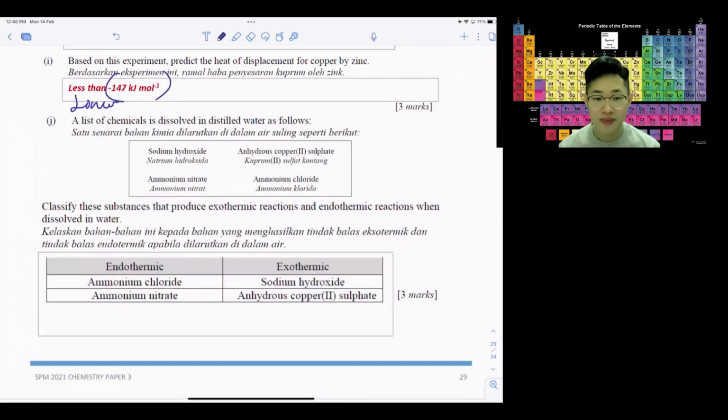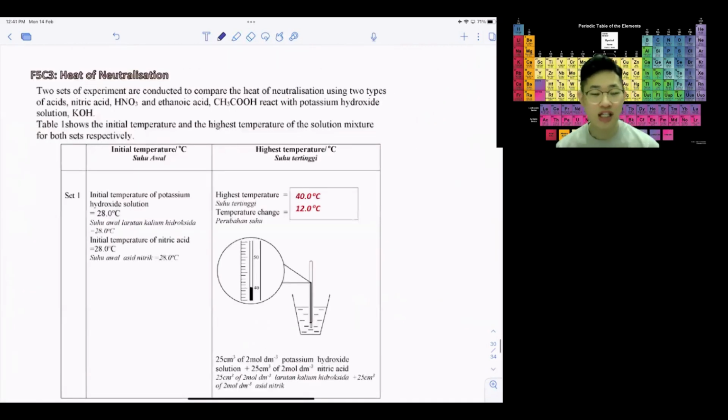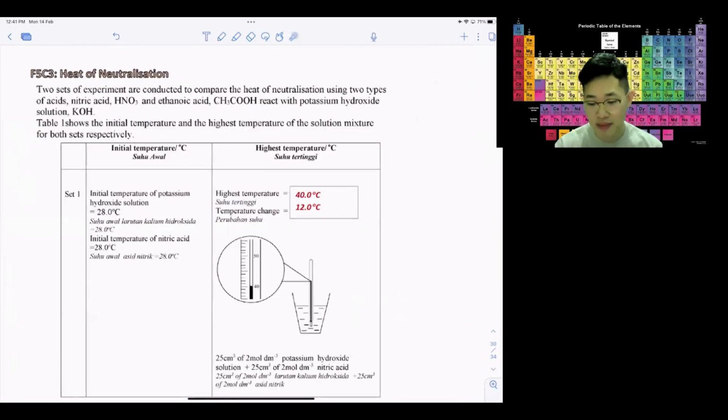Classification. Just like that. Now, heat of neutralization. Same thing. You see, in the experiment to compare heat of neutralization by using two types of acid, nitric acid and ethanoic acid.